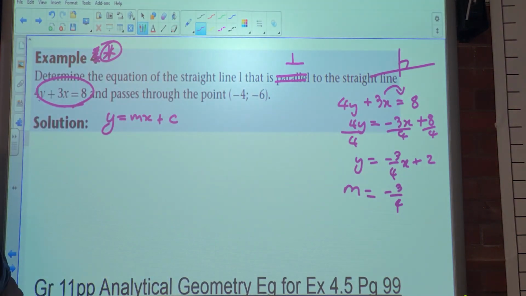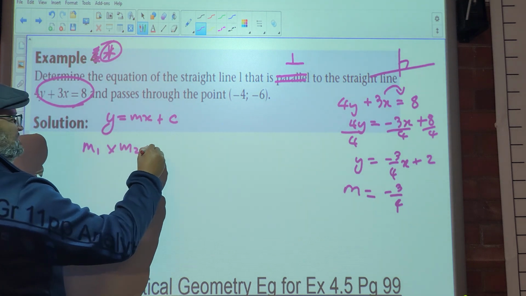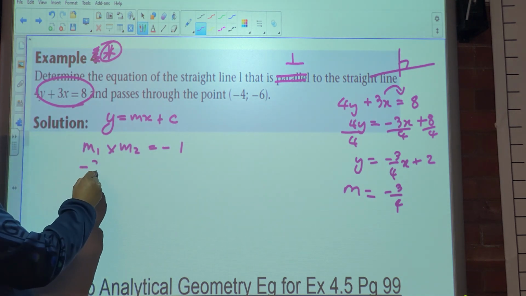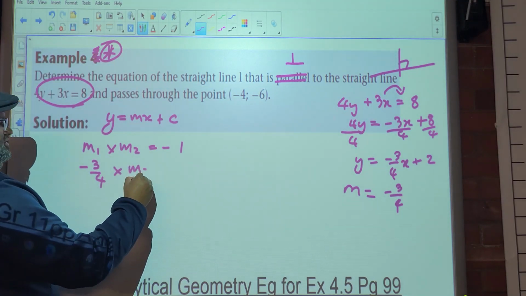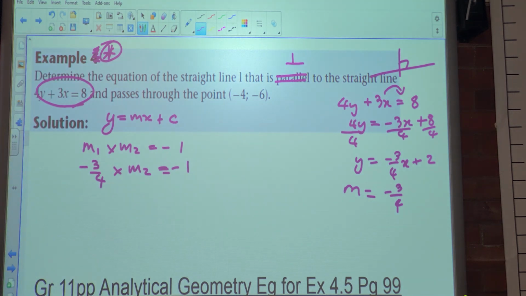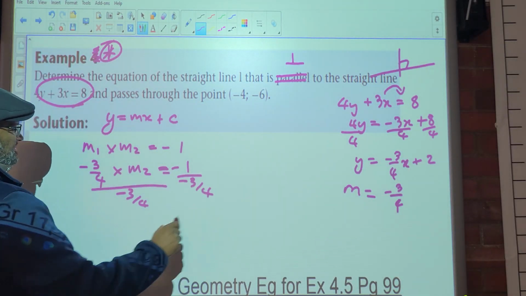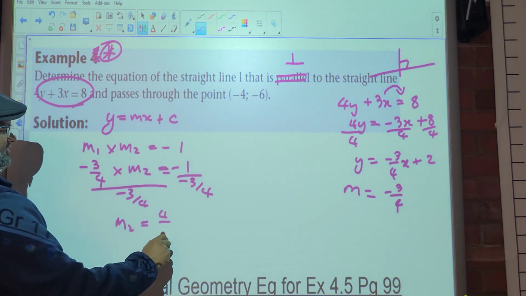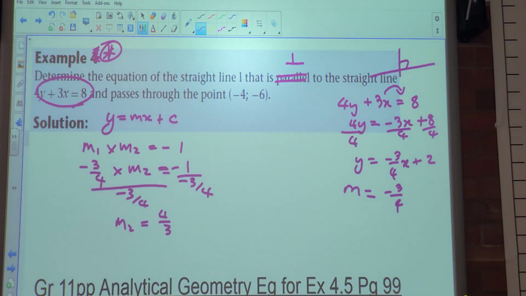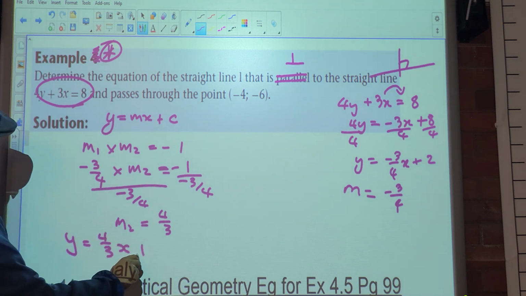But if lines are perpendicular, what do we know? The product of the two gradients is negative 1. So what do we say now? Gradient 1 times gradient 2 is equal to negative 1. So what's the first gradient? Negative 3 over 4 times m2 equals negative 1. So I divide both sides by negative 3 over 4. So m2 is going to give you an answer of 4 over 3. You see that, people? So what do we now say? The equation reads y is equal to 4 over 3x plus c.